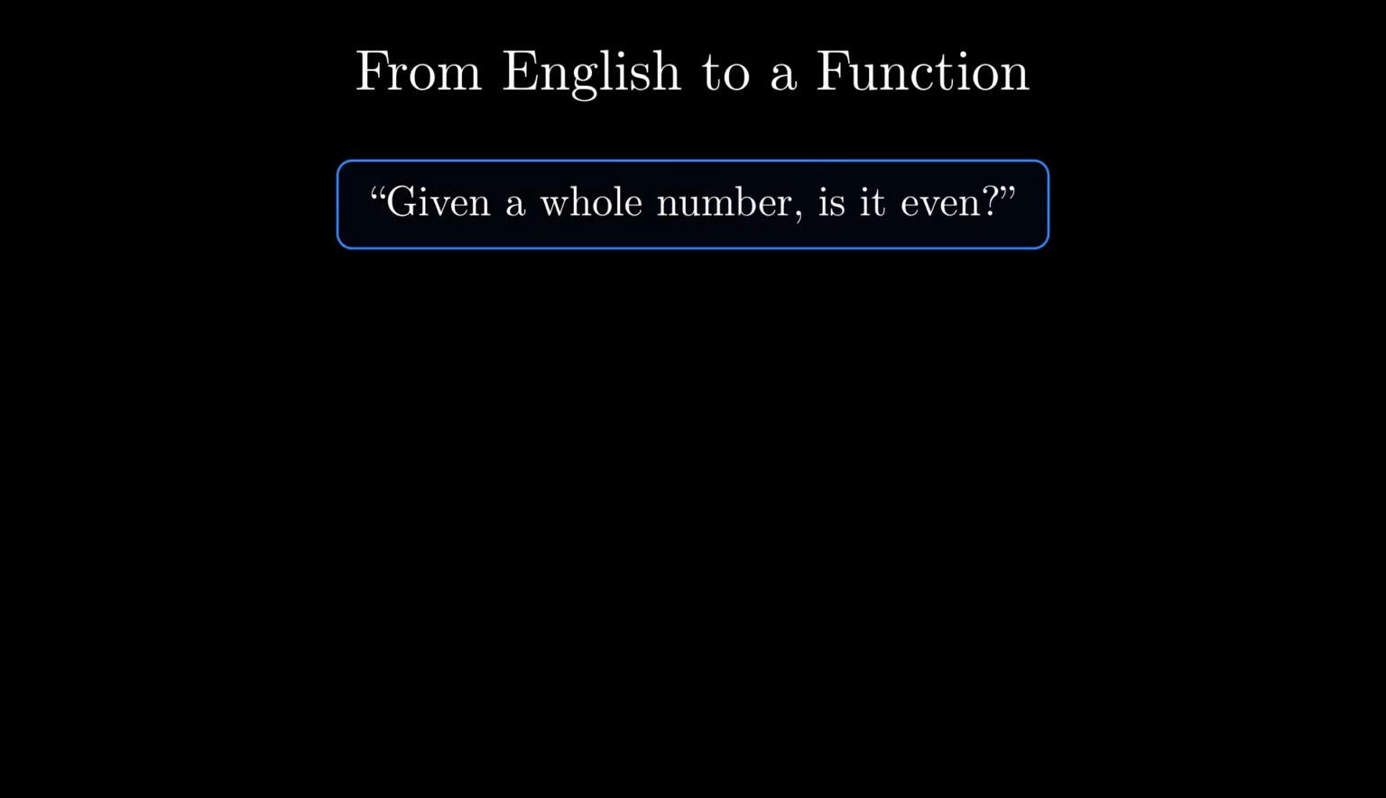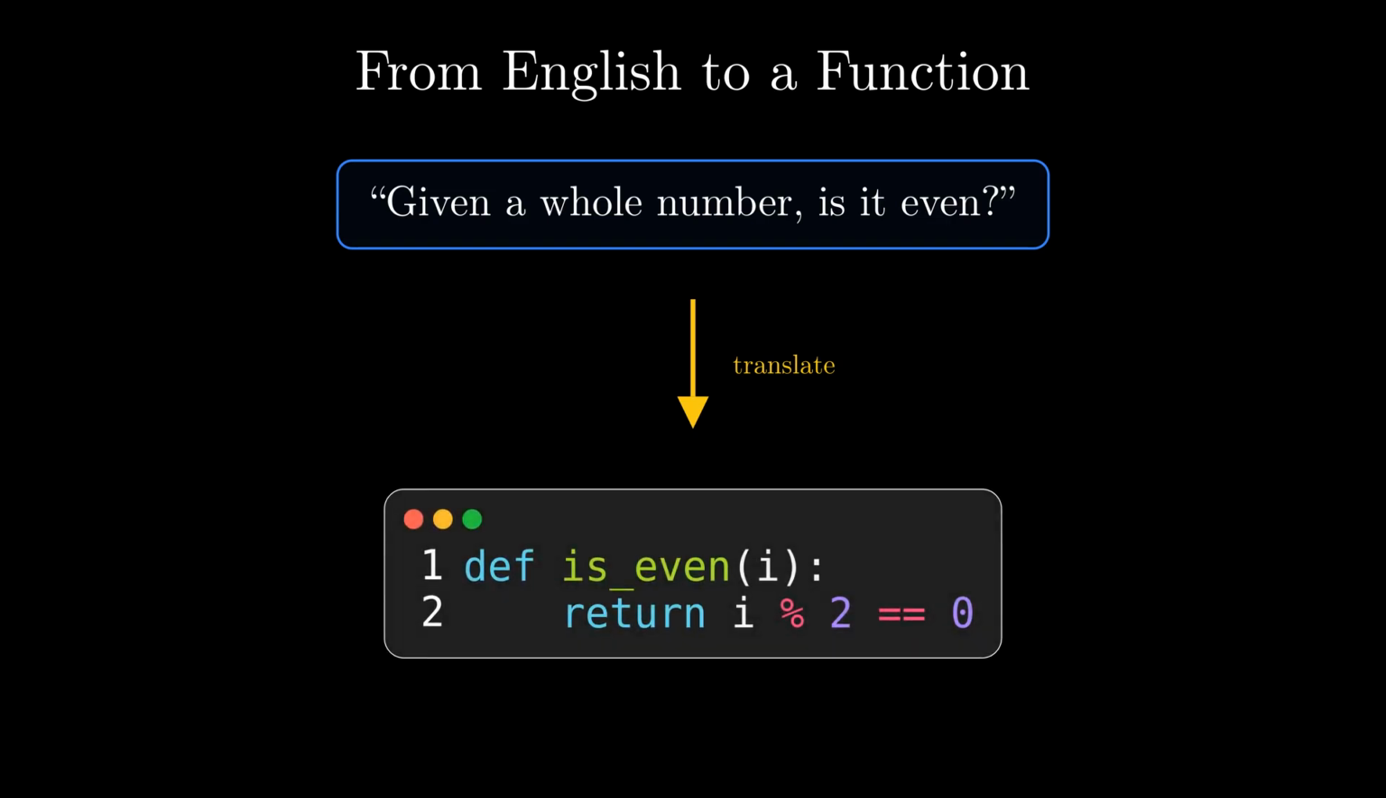Every function begins its life as a sentence in plain English. Given a whole number, tell me whether it is even. Your job as a programmer is to translate that sentence into code so that Python can store it and reuse it on any input you throw at it. Today we write our very first function, one piece at a time, then we make it shorter.